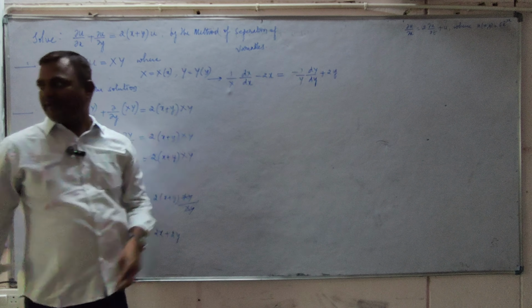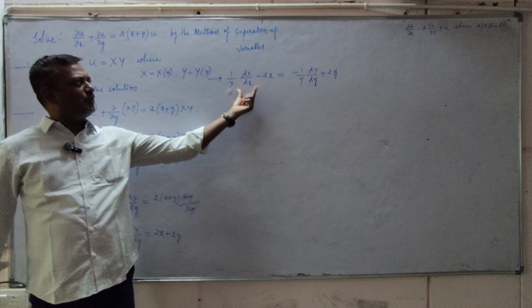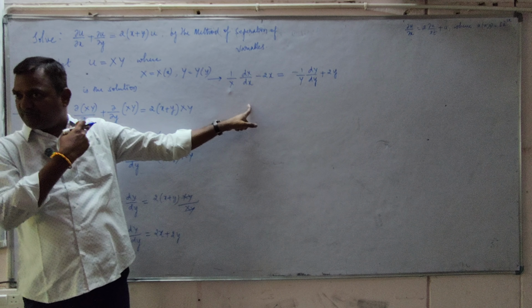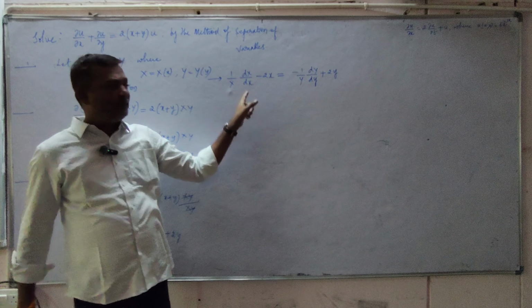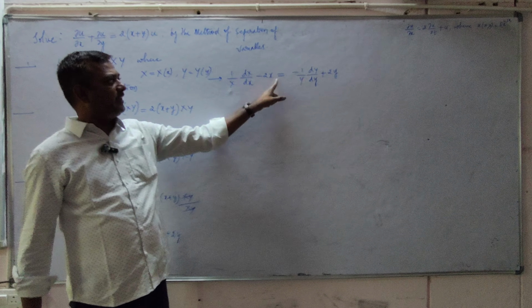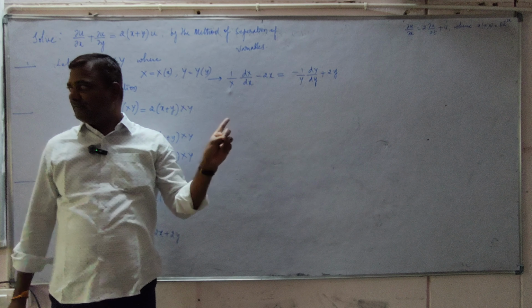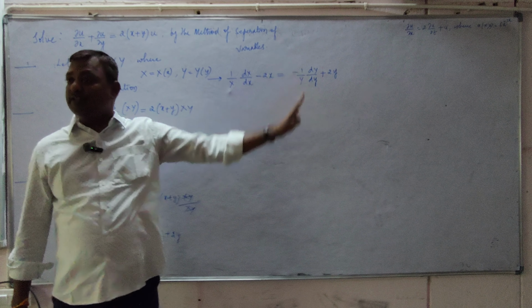And you can observe very carefully that the left side is only a function of x. Only x terms are there, you can check, is it so or not? Here there is only capital X and small x, and on the right side there are only y terms. So the left side is a function of x, the right side is a function of y.